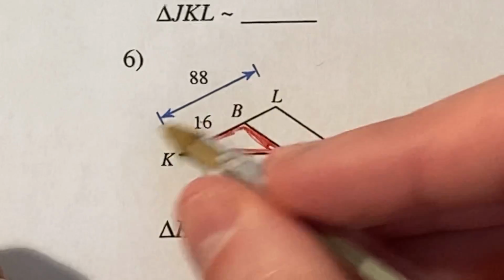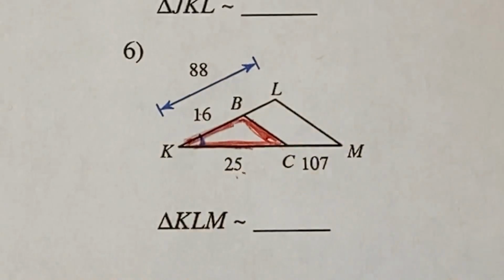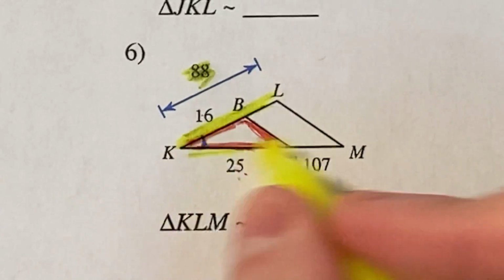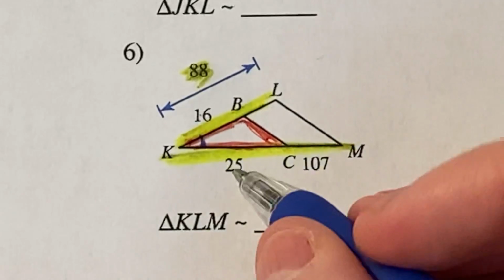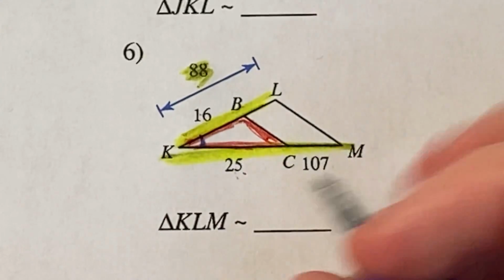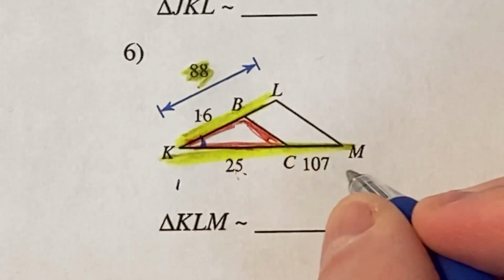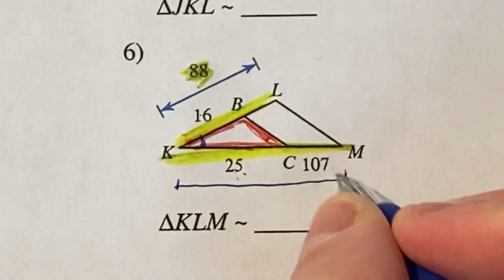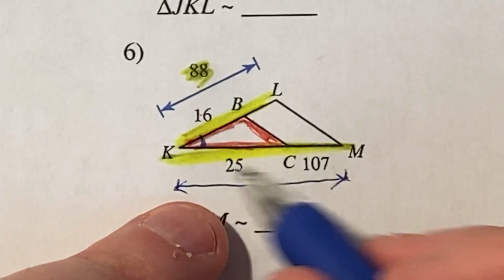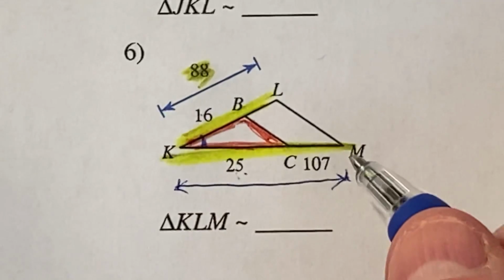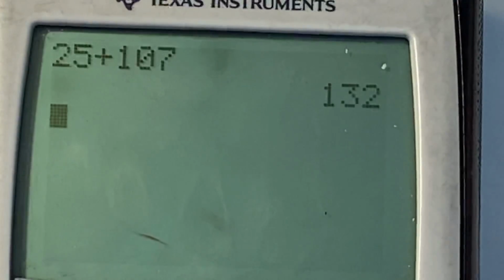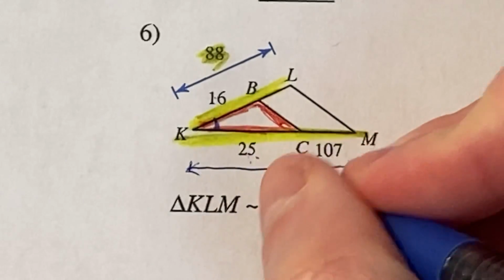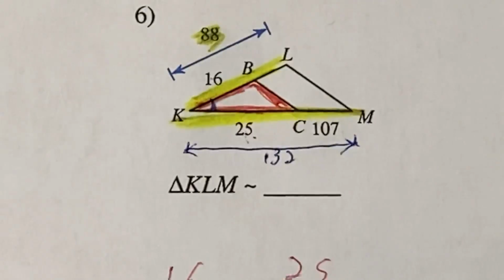We know that this whole thing is 88. That is good, right? That is something we want. This entire triangle side is 88. But we need to know this entire triangle side, and it does not tell us that. It says that this is 25 and this is 107, but it does not tell us this whole part. This part they don't tell you. You have to add them together, 25 and 107, to get 132. So the whole side is 132.